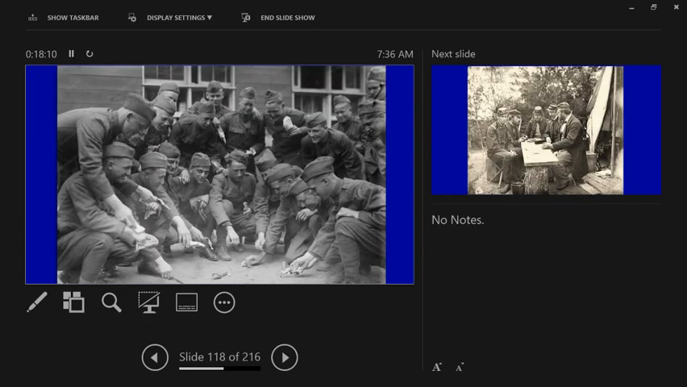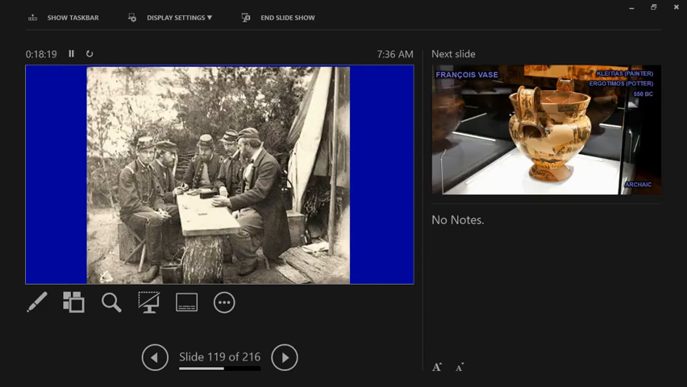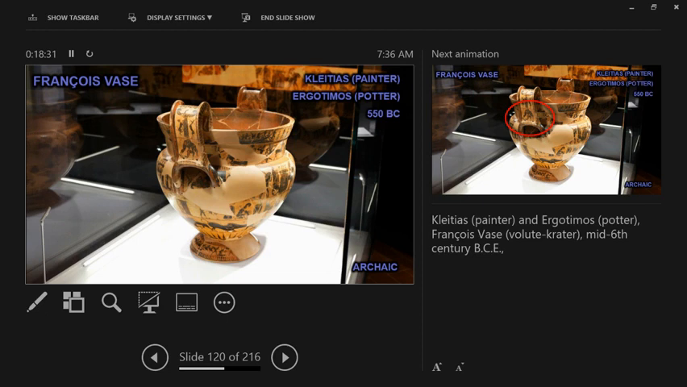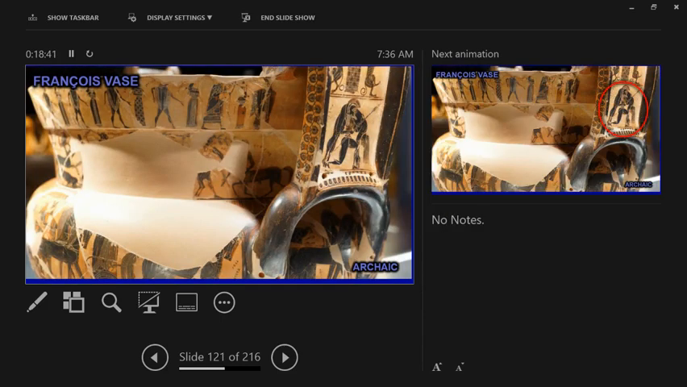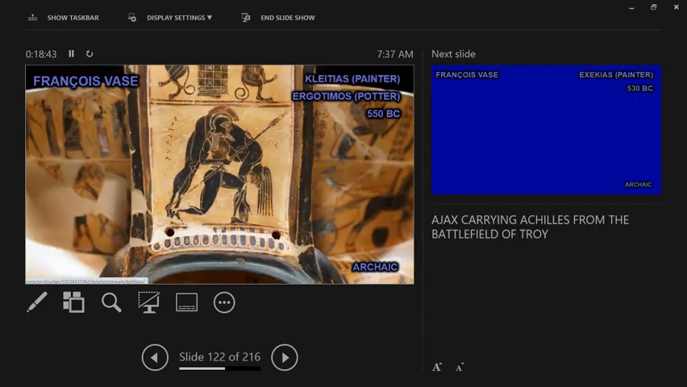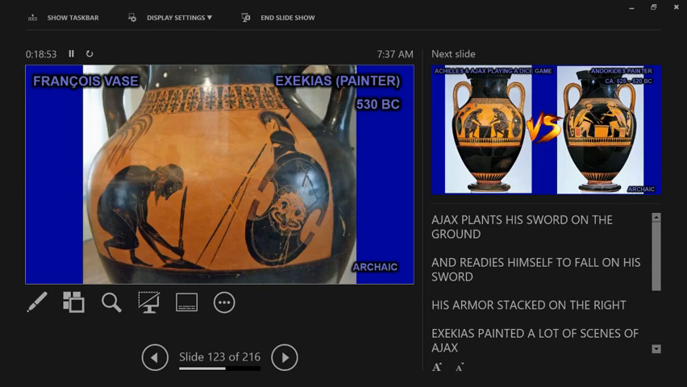But I do want to say that it is common for soldiers in their downtime to play games. You can see these World War I soldiers and these Civil War soldiers playing games as they wait in between battles. And on this one, this is just a little bit more of the story. So we're going to look at this handle right here. We're going to get close to the handle, and we can see Ajax carrying the body of Achilles from the battlefield of Troy. And then here is Ajax setting up his sword in order to commit suicide.